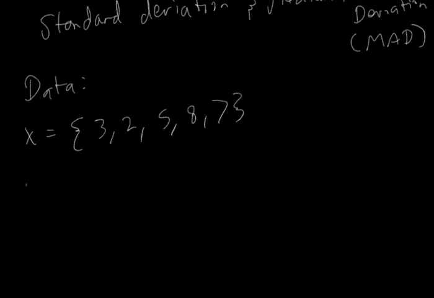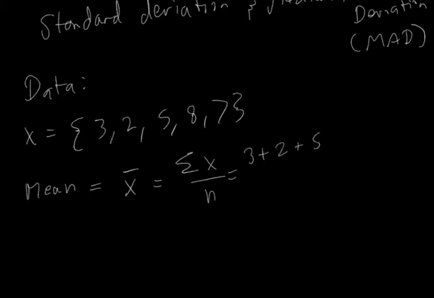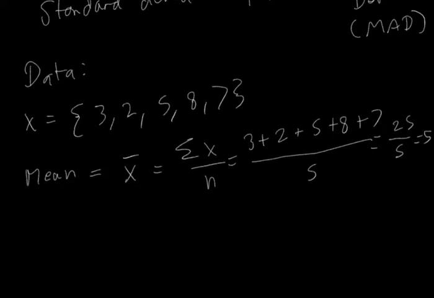To find the mean, which is denoted as X bar, we would follow this equation, which is the sum of the values divided by the number of values, which is equal to 3 plus 2 plus 5 plus 8 plus 7 divided by the number of values, which is 5. The numerator is equal to 25, and then we divide by 5, this is equal to 5. And so our mean is equal to 5.